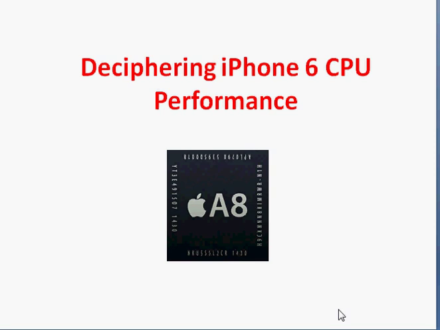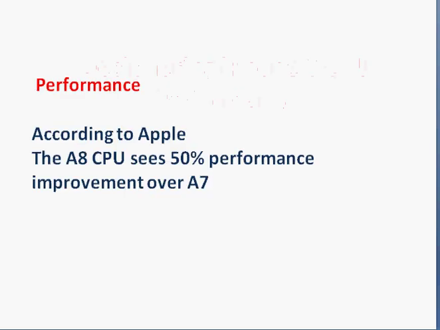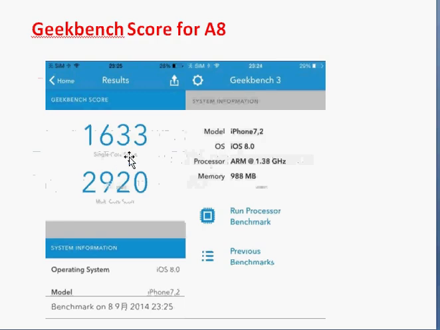So we know that Apple's iPhone 6 and iPhone 6 Plus use the A8 processor, which Apple claims is 25% faster than the A7 processor used in the iPhone 5S. So we have some leaked Geekbench results for the Apple A8, and the results show a single-core performance score of 1633 and a multi-core score of 2920.